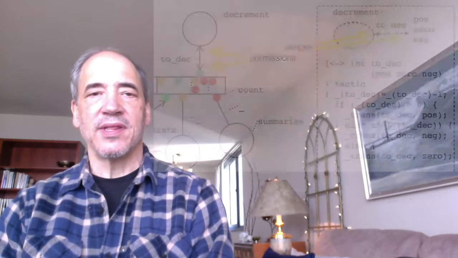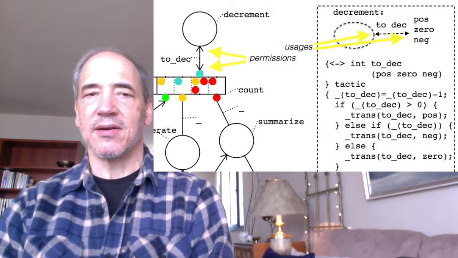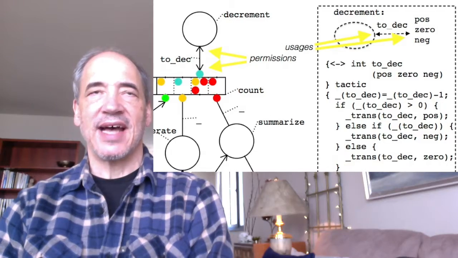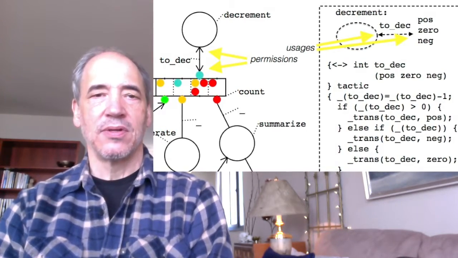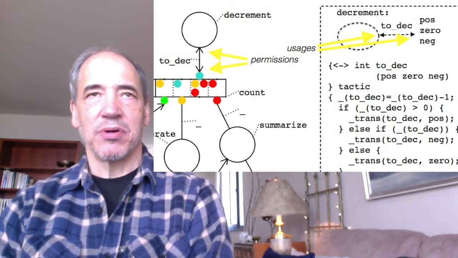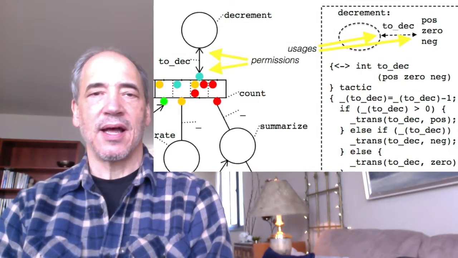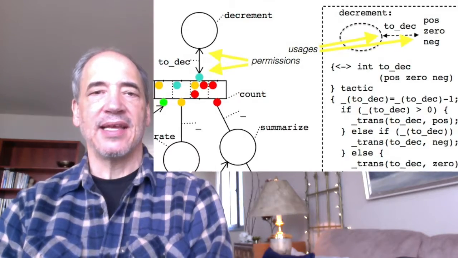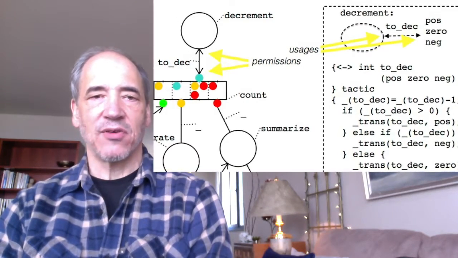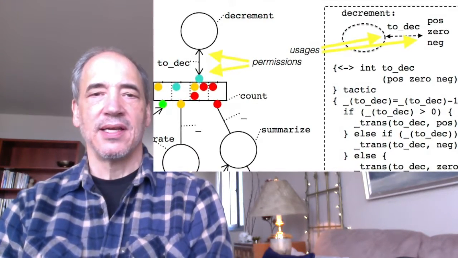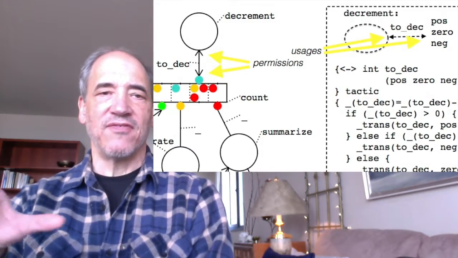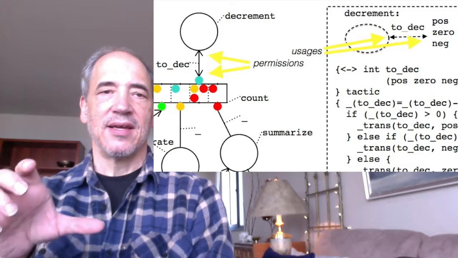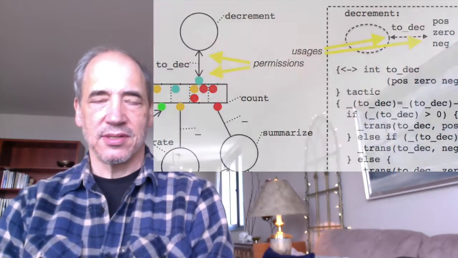Similarly, the roles within the tactic have usages that are exactly the same. That is, that's how the tactic is actually going to use that role. So these permissions have to allow for any usages that the tactic wants to have on that role. In other words, the role usages have to fit within the role binding permissions.